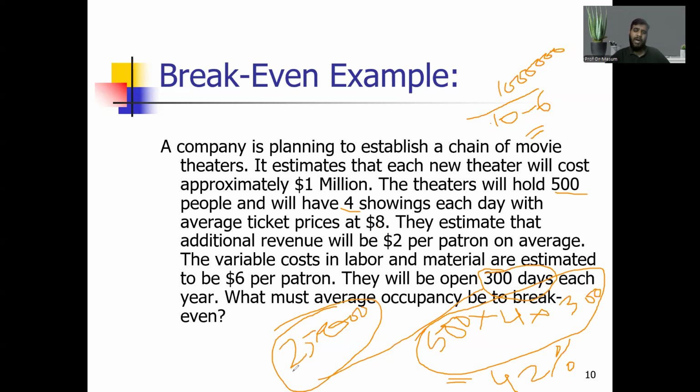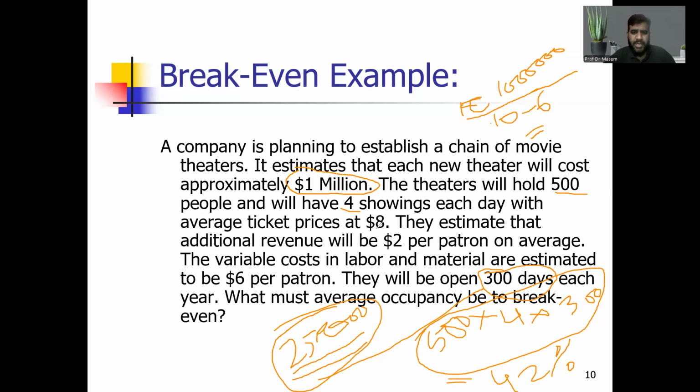How did we get to 250,000? We got to 250,000 by dividing the fixed cost. Fixed cost is 1 million. To establish a theater, the company will require 1 million. And you will divide 1 million by the contribution margin. Contribution margin means sales price minus variable cost.